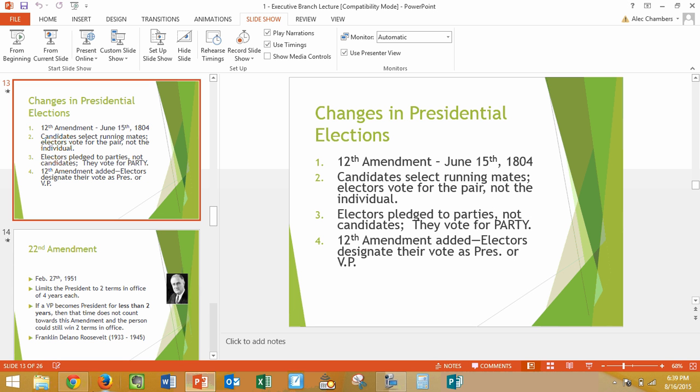Electors at the time, and even still today, mostly pledge to vote for a party. So you have Democratic electors and Republican electors, and you may have some independent electors. That's a smaller third party. And they may not particularly agree with a candidate, but for the most part, they will vote with the party.